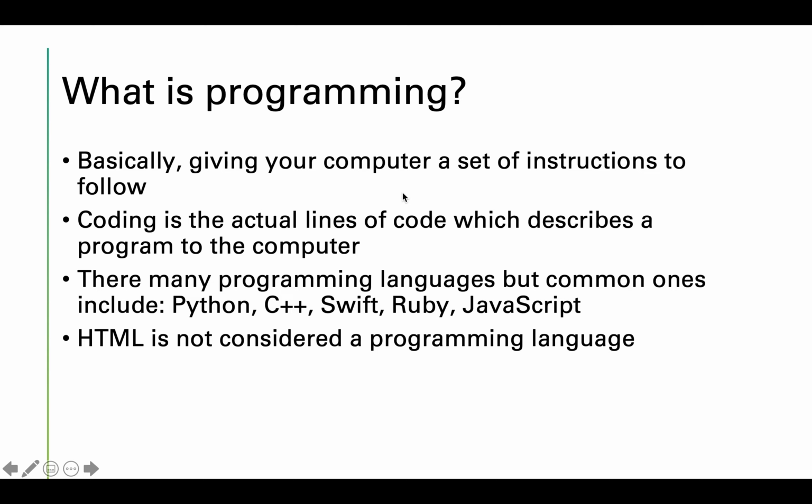So what is programming? Basically, it's giving your computer a set of instructions to follow. And coding is the actual lines of code which describes a program to the computer. There's many programming languages, but some common ones include Python, C++, Swift, Ruby, and JavaScript. I'll point out that HTML is not considered a programming language. It's more so the structure of a website. And if you didn't know, HTML stands for Hypertext Markup Language.